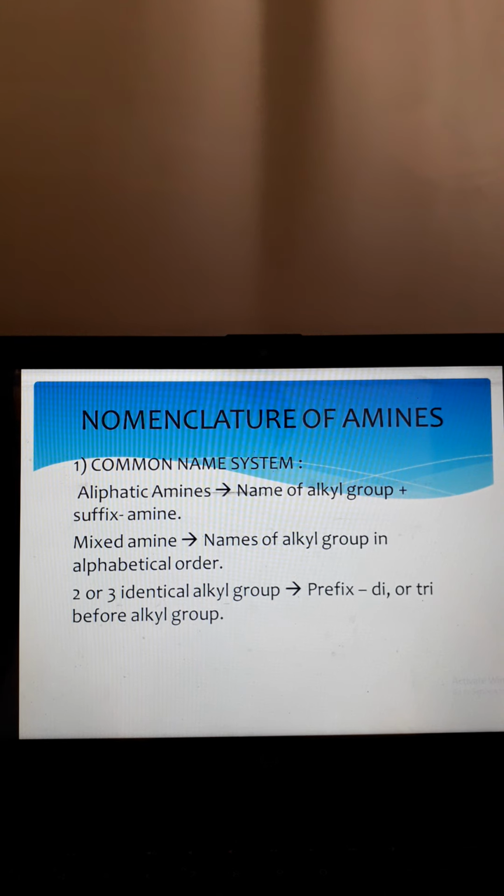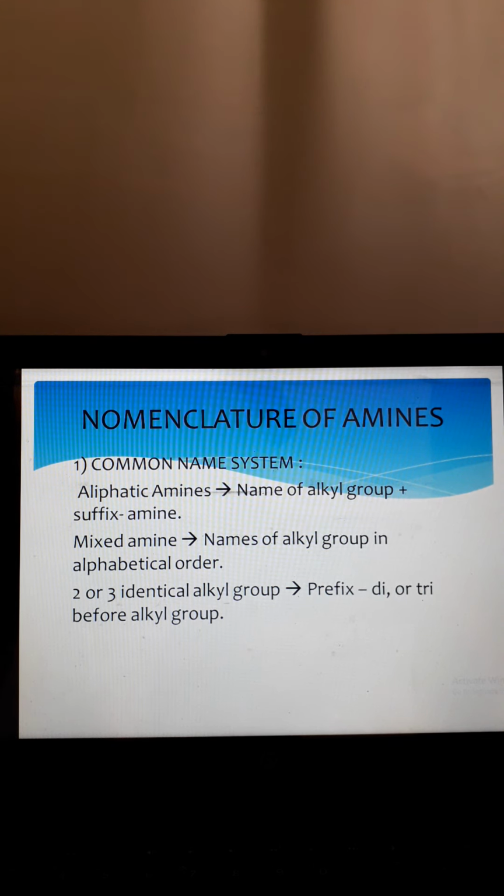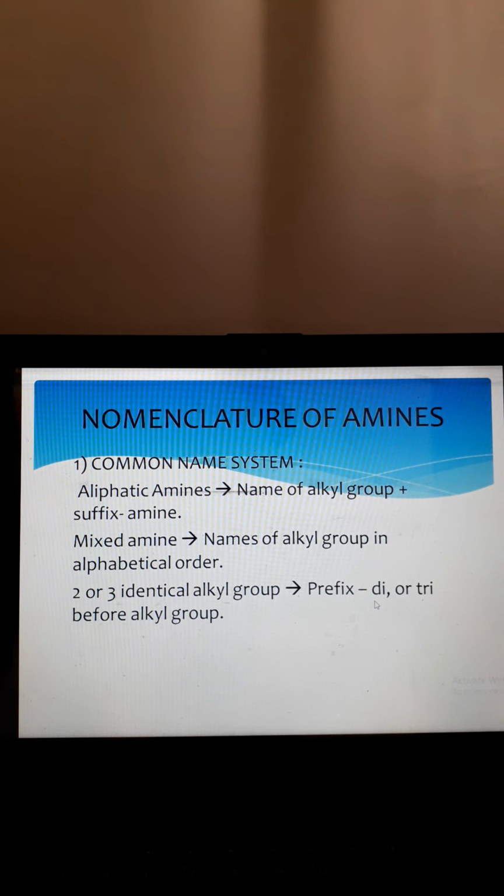For example, if methyl and ethyl groups are there, we have to name ethyl first and then the methyl group while naming in the common name system. And if there are two or more identical alkyl groups, identical meaning two or three similar groups, then we have to add a prefix at the beginning of the name: di if there are two alkyl groups, or tri if there are three alkyl groups, before the name of the alkyl group.